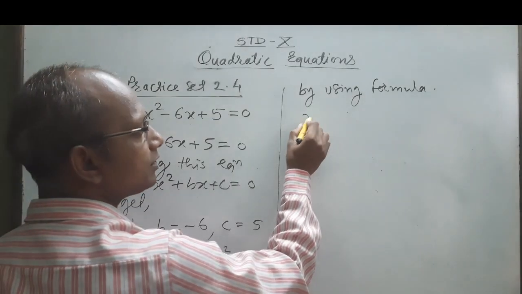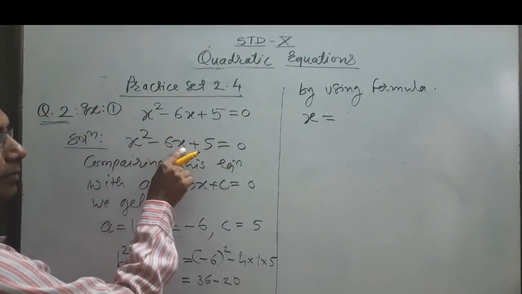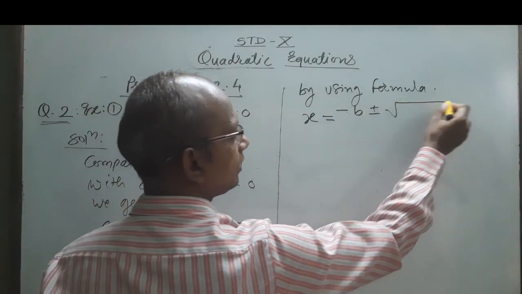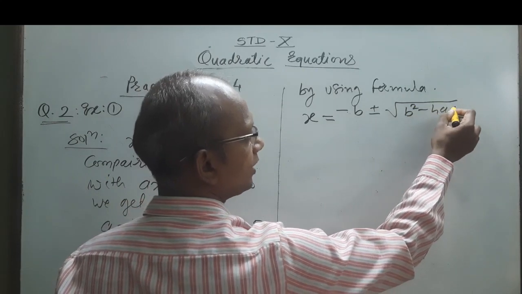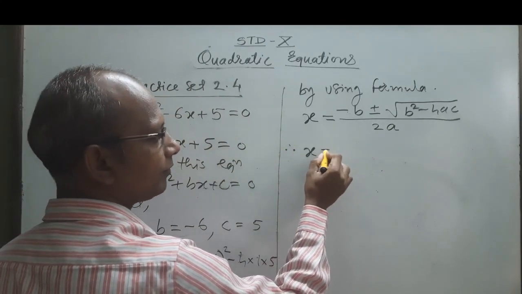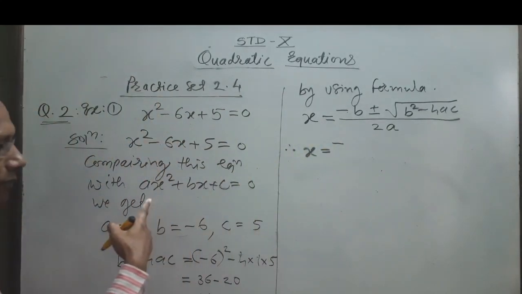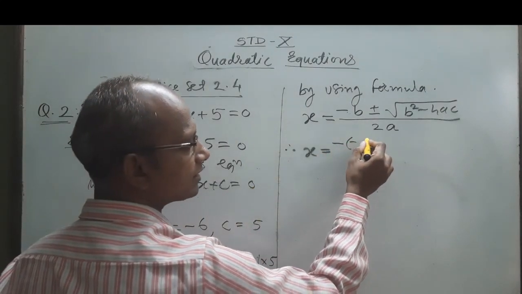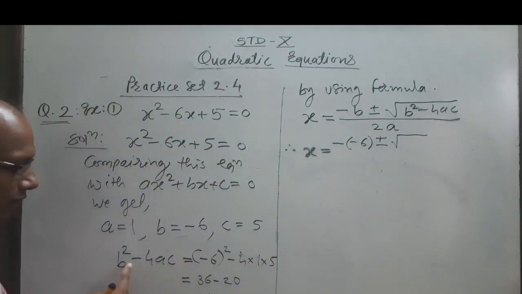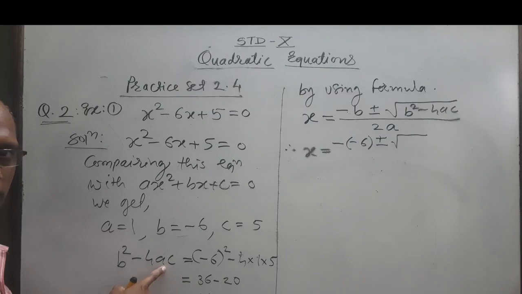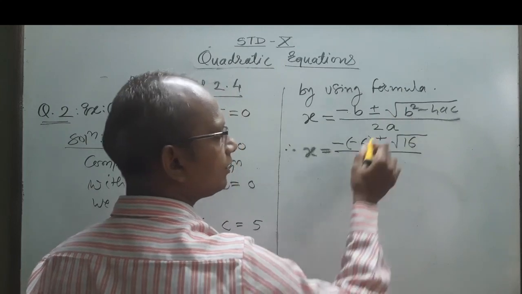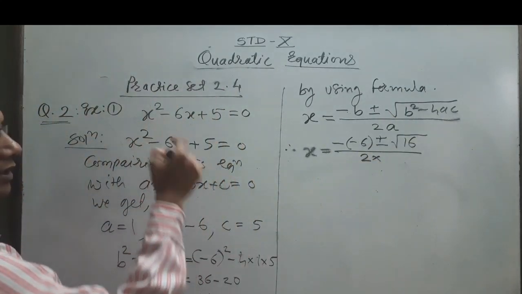So by using the formula, x is equals to, as in the given equation the variable x is there. The formula is minus b plus minus under root b square minus 4ac upon 2a. Now put the value of minus b; the value of b is minus 6, so write the minus 6 inside the bracket, plus minus square root of b square minus 4ac, that is also called the discriminant, the value is already calculated, that is 16 here, upon 2 into a, the value of a, that is 1.